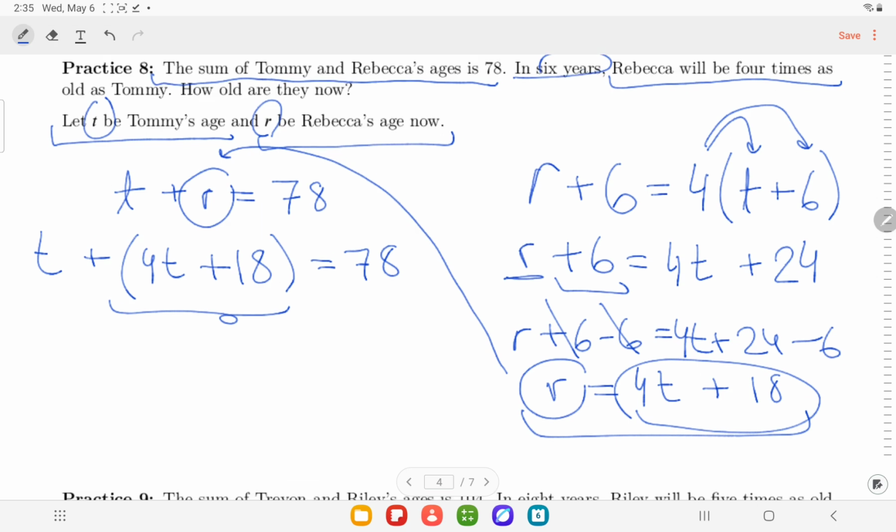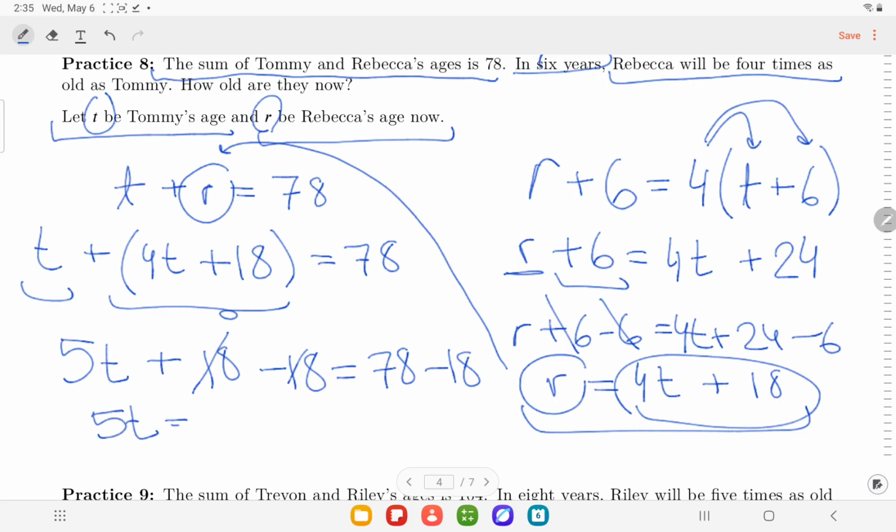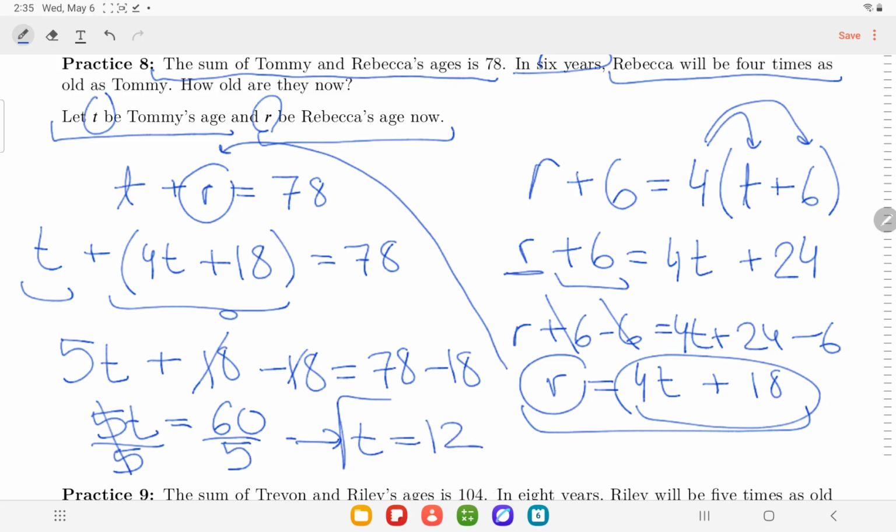And then now we can isolate for T. So T and 4T are like terms, so we end up with 5T plus 18, which we can subtract 18 from each side. And then we divide both sides by 5. And we get T is 12.